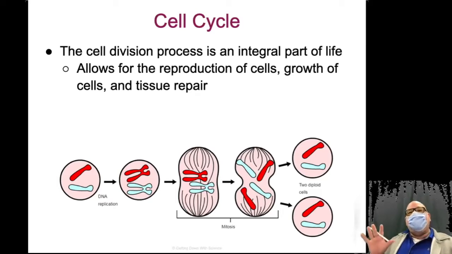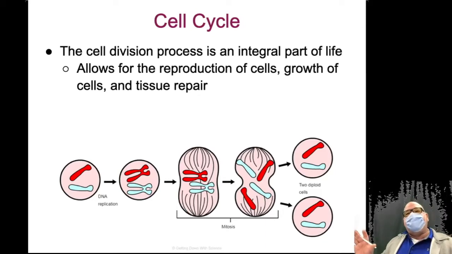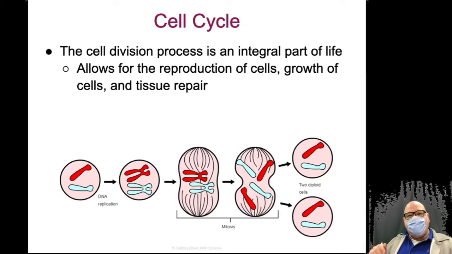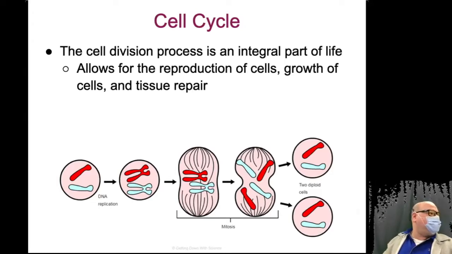Okay, so the cell cycle basically allows for reproduction, growth, and tissue repair. Now, human reproduction doesn't happen through what we're going to talk about today, but there are some cells that reproduce asexually where we do see this.